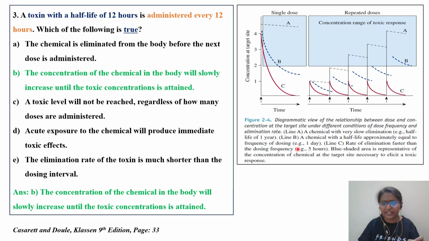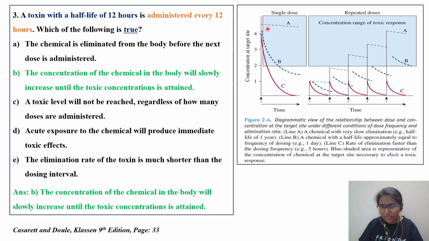And by taking this question, we also try to learn this figure 2.4, what line A is saying, what line C is saying. If you see this particular graph, it is a diagrammatic view of the relationship between the dose and the concentration at this site under different conditions of dosing frequency and elimination rate. So dosing frequency is time points 1, 2, 3, 4, right?